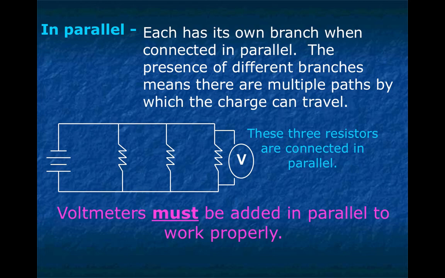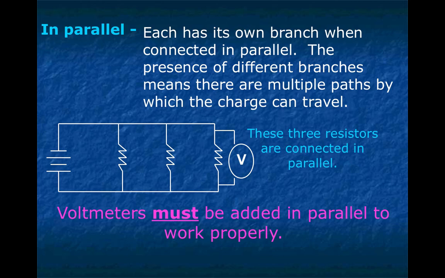Notice I also have 1 voltmeter here. Voltmeters must be connected in parallel to work properly. Voltmeters have a very high resistance, so electrons will not choose to travel through voltmeters. But instead, what a voltmeter is going to do is take a reading of the potential of the electron at one point and a reading of the potential of the electron at another point and find the difference between those two.